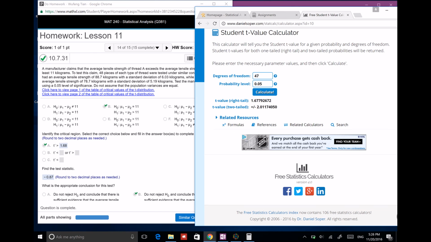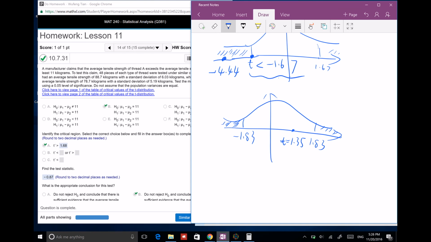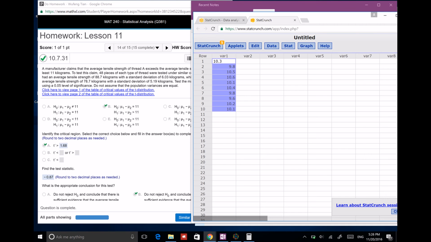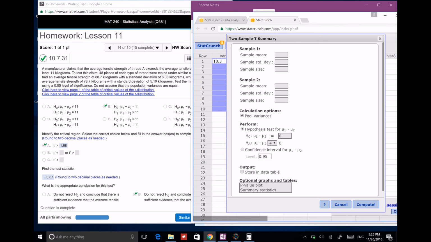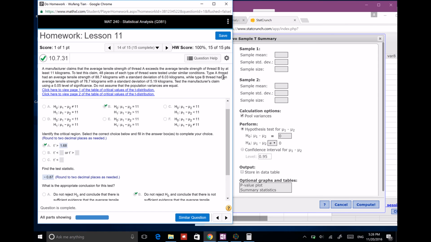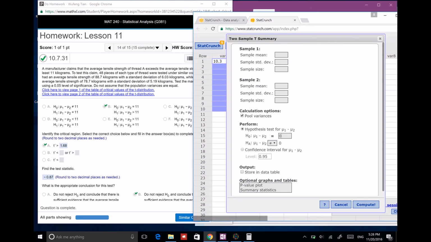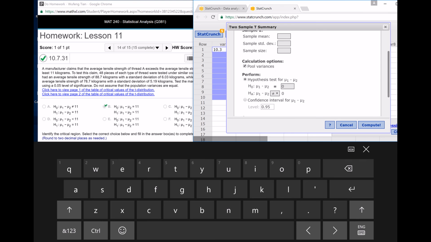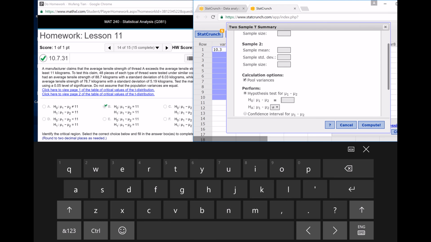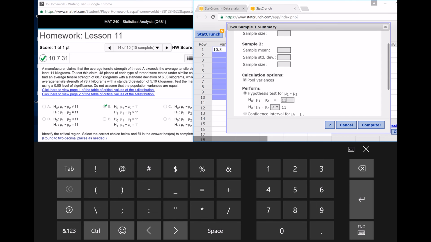So now you find a t value, find the statistical value by using the StatCrunch table here. You just do t distribution, two sample with summary. So the average be by at least 11. What do you need to do? You need to type in everything. Okay, so let's do one by one. So 11. This one.